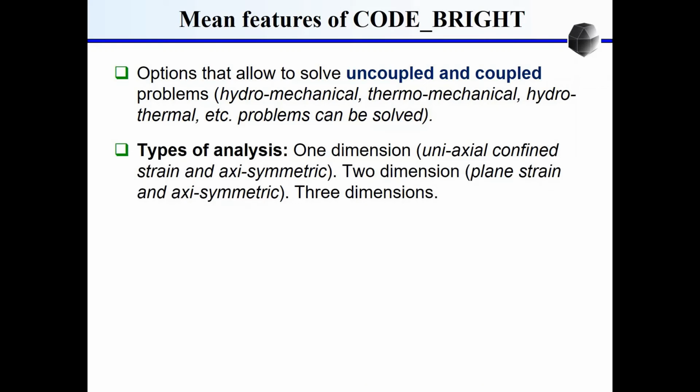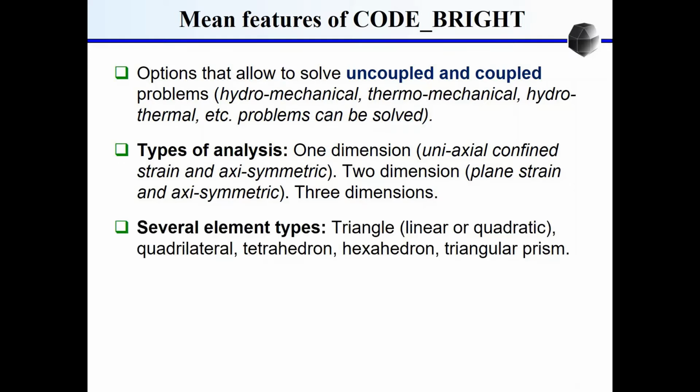It can make different types of analysis. Normally we make two-dimension analysis, but we can do also 3 dimensions, and also we can do 2 dimensions but axisymmetric, which is some kind of 3D approach. We can use in CodeBright several element types. For example, in 2 dimensions we have the triangle, which can be linear or quadratic. We have the quadrilateral, and then in 3D we have a tetrahedron, hexahedron, and triangular prism.